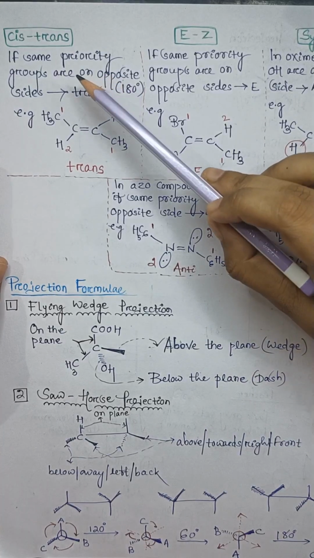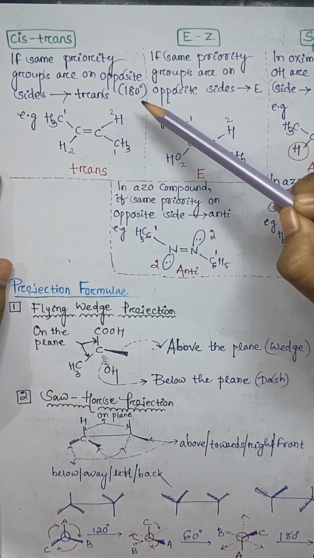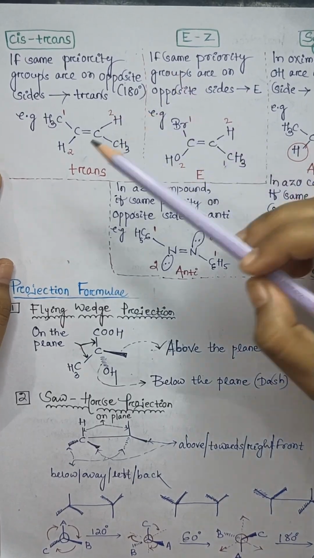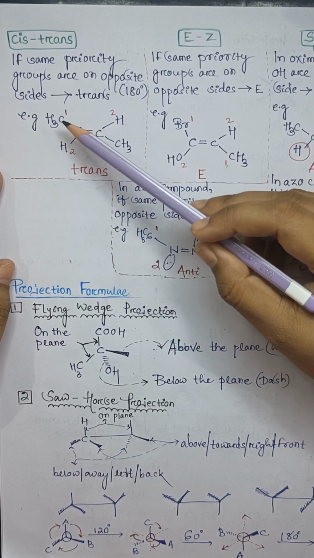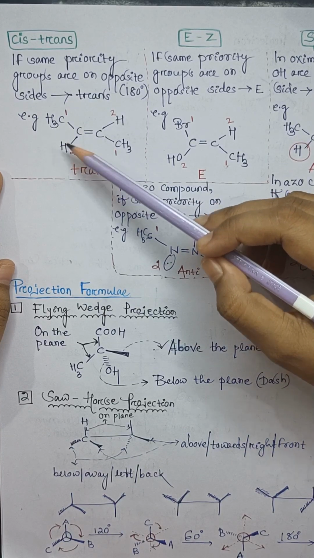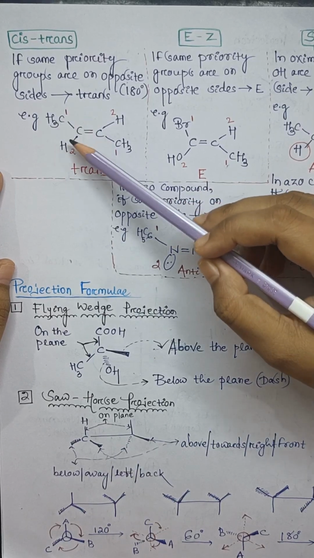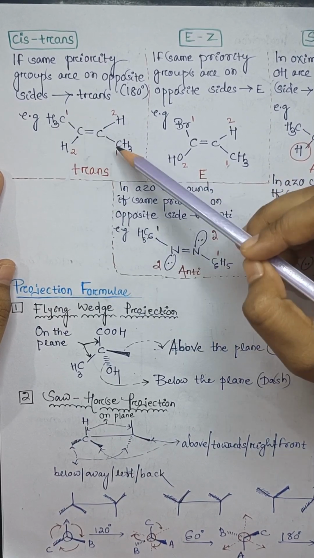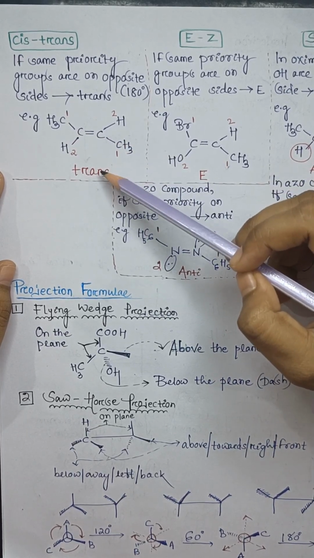In cis-trans, if same priority groups are on opposite sides, that means if there is an angle of 180 degrees between these two groups, then it is trans. Suppose here between carbon and hydrogen, CH3 and H, since the atomic number of carbon is greater than that of hydrogen, it will get first preference, so CH3 is number 1, H is 2. Similarly, here CH3 is number 1, H is 2. Same priority groups are on opposite sides, or there is an angle of 180 degrees, so it is trans.